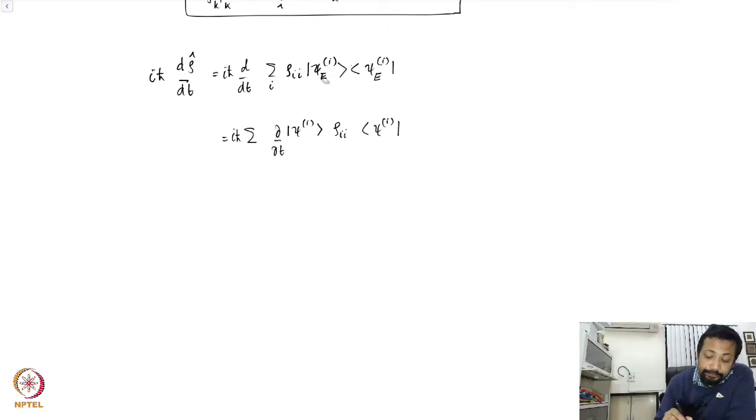In fact we understand that the system evolves, so this is the many particle wave function, and it evolves according to the Hamiltonian, right? So the sum over I, there will be two terms: del psi I del t times rho I psi I, plus psi I rho I del psi I del t, right?